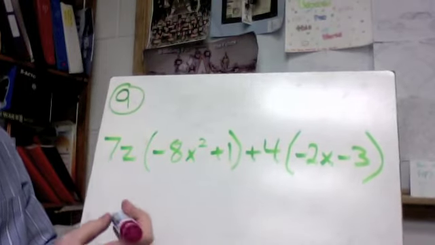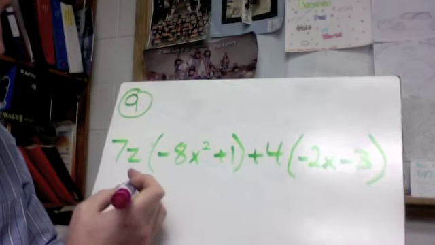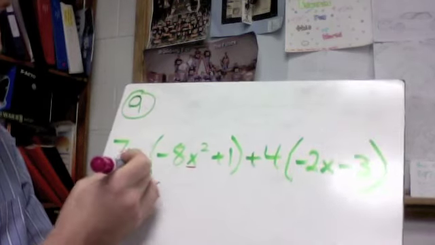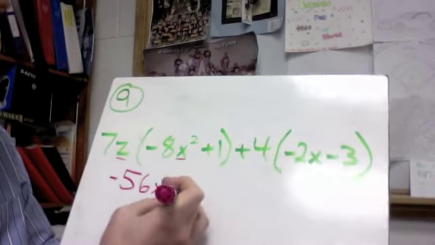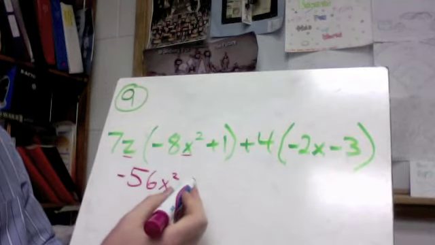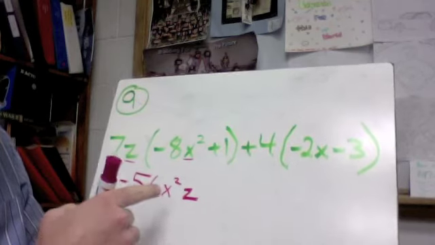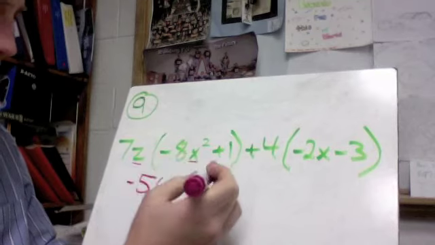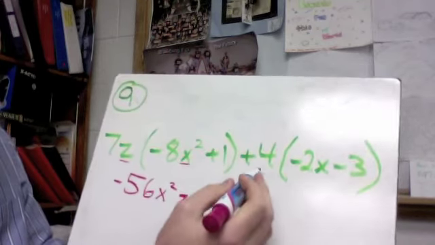All right, number 9. So we've got, times those together, we've got negative 56. And this one we would have x to the second and z. We just write it x squared z. We don't want to put it at the end because if I put it after the z, that means we have 2z instead of 2x. So make sure that you write it like this because there is a difference to it. 7z times 1 is just going to be positive 7z.